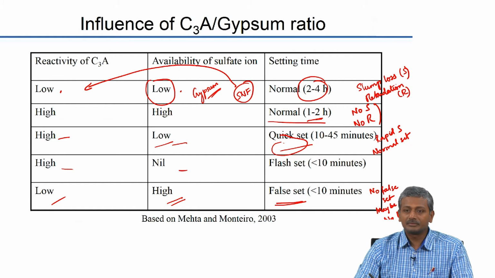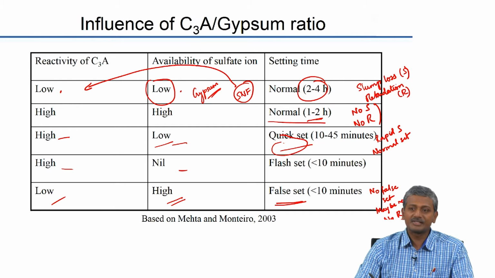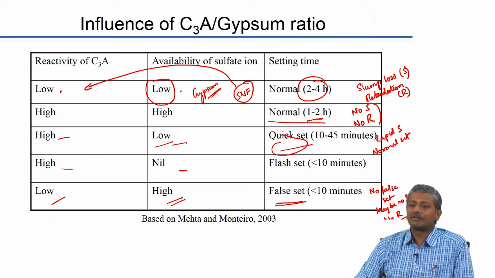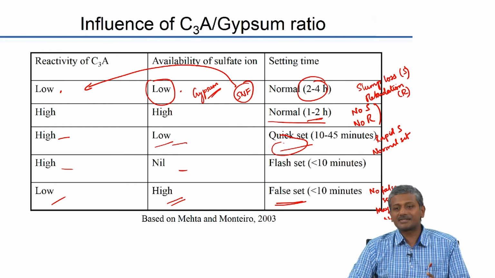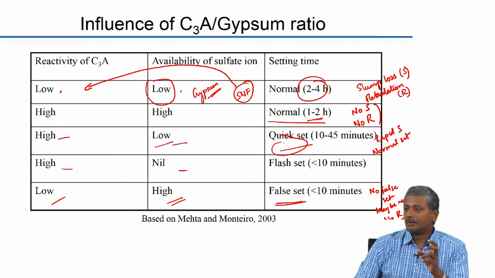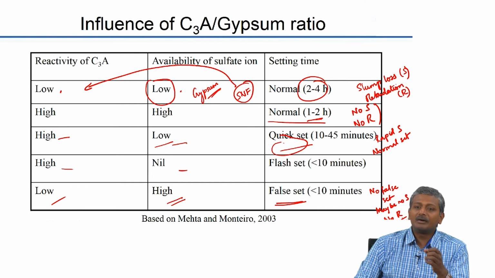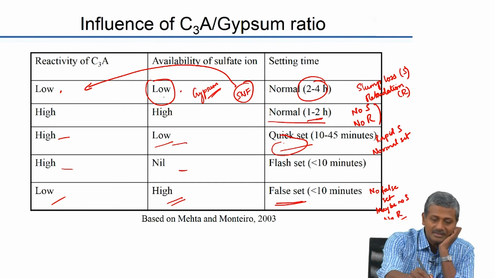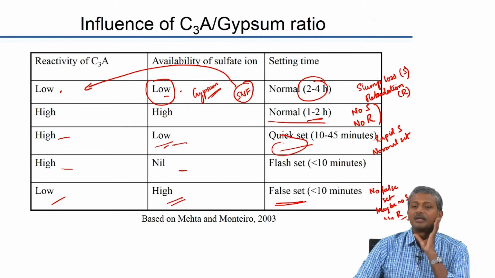The first one as well as the third one, right. The first and the third, where we have either a low or a high reactivity of C3A and mostly a low availability of the sulfate ion. So what we have to ensure is in our cement we end up having a combination of sulfates which is able to give me a very high rate of availability in the beginning itself. In both these cases sulphate ion availability is low in the beginning.